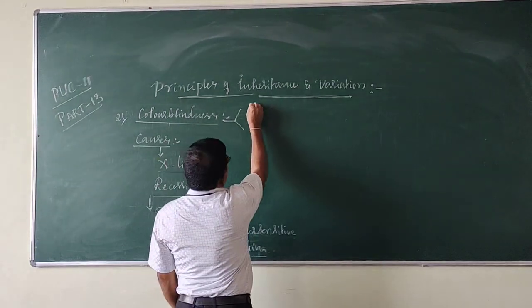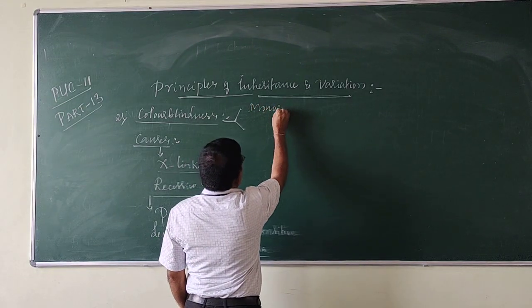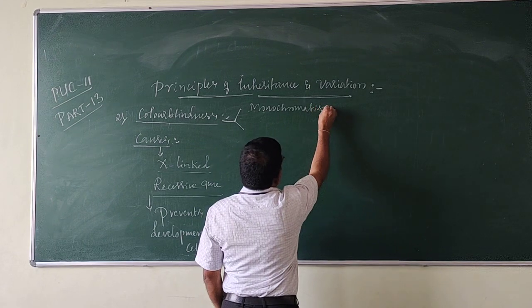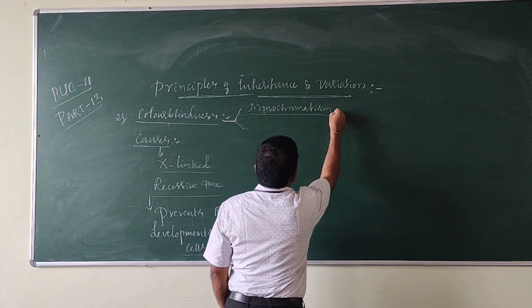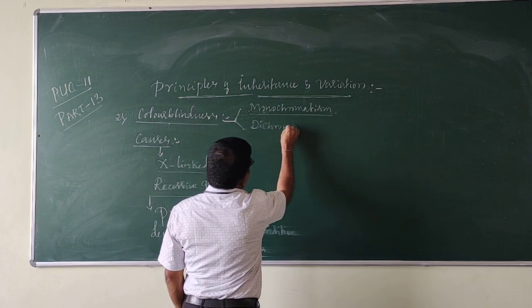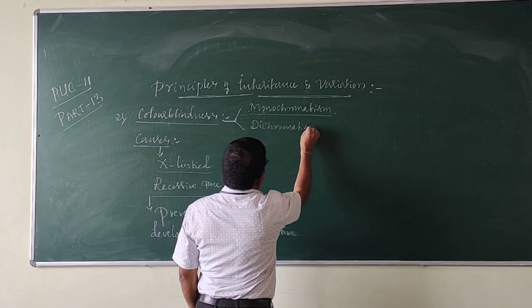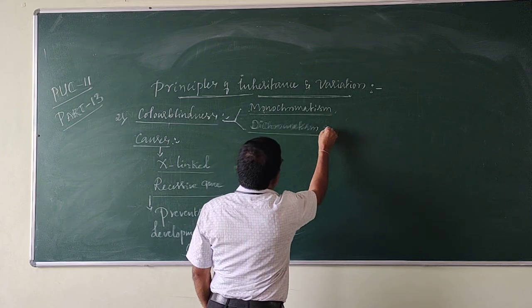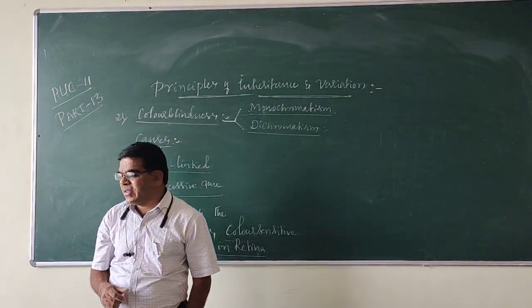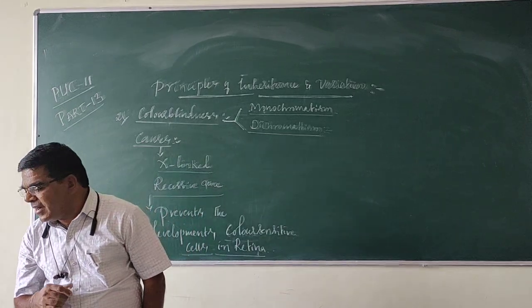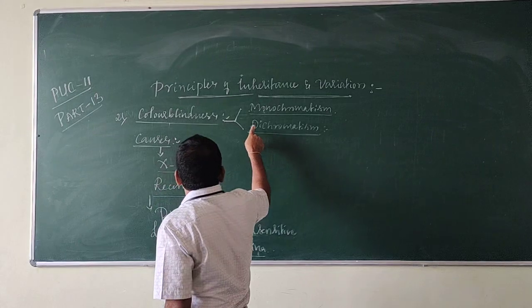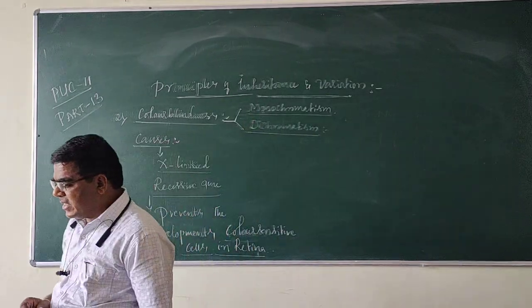Next, there are two types of color blindness. The first one is monochromatism and the second one is dichromatism.